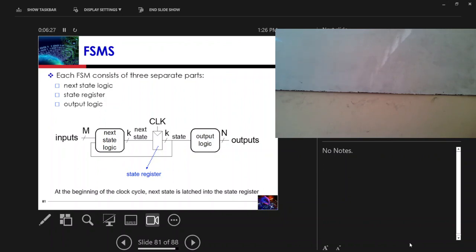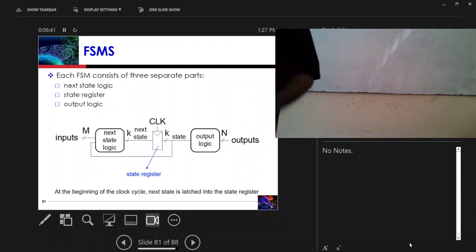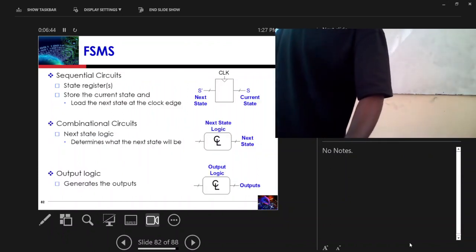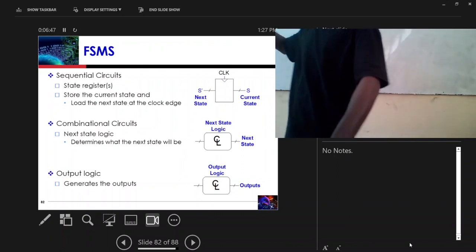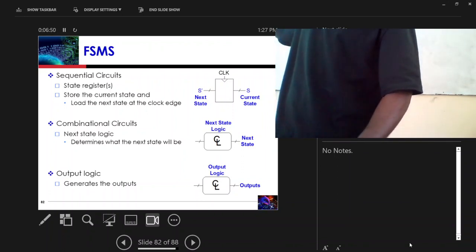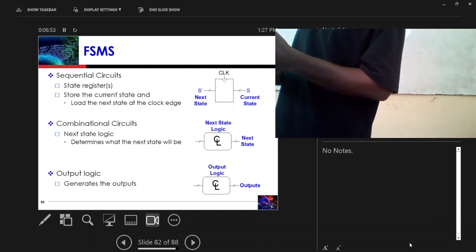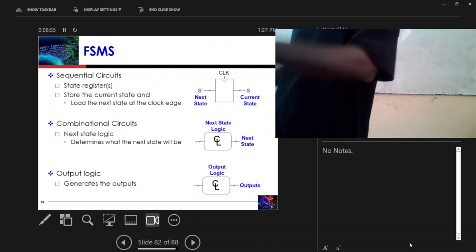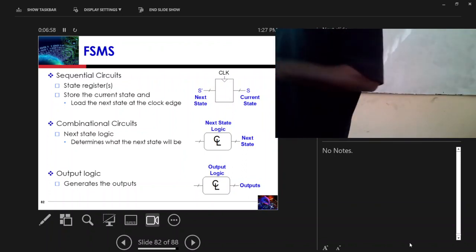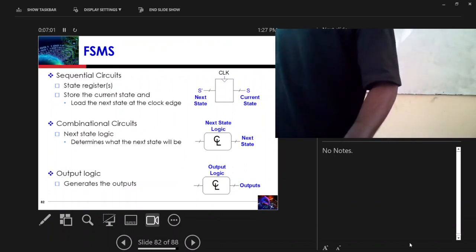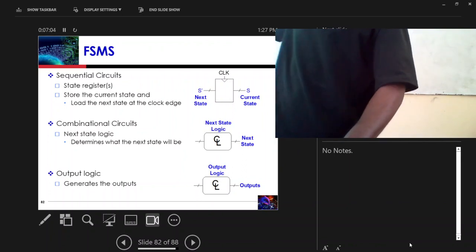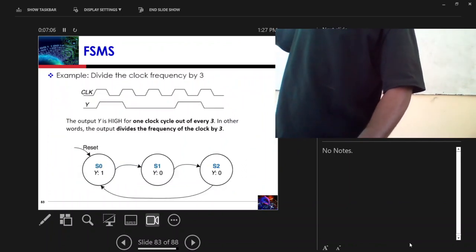Quickly, the FSM has inputs. The input goes through the next state logic. Then we have the state register, then the output logic. Because we already know what this is, we are going to use all our knowledge in Verilog to design an FSM. The FSM has the state register, which is made up of sequential logic. It also has output logic, which is made up of combinational logic, and the next state logic is made up of combinational logic.